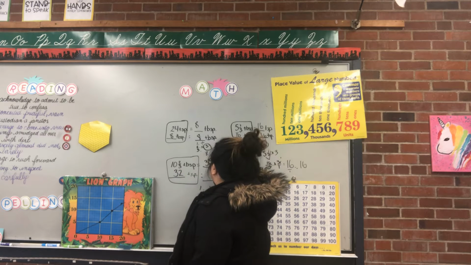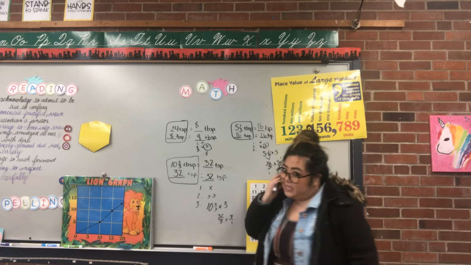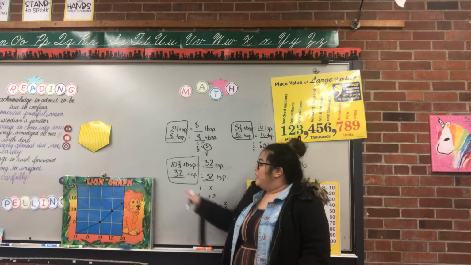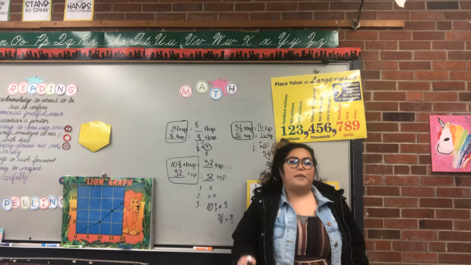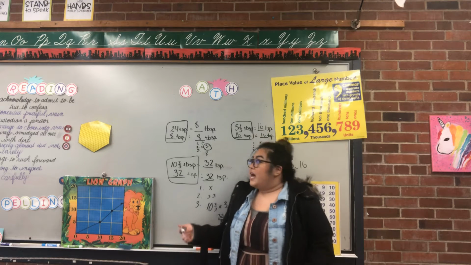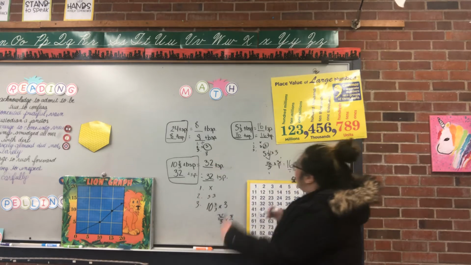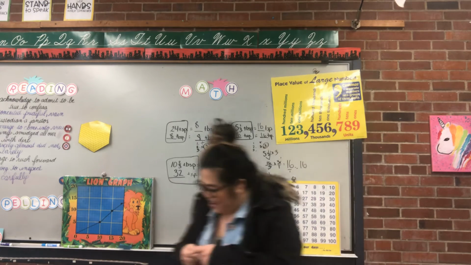32, 32, 32. Now, this does make sense because remember we said 3 teaspoons equals 1 tablespoon. So 10 tablespoons would be 30 teaspoons. And then 2 of 3 would be 2. So 30 and 2 is 32. Did you get those? I hope you did.